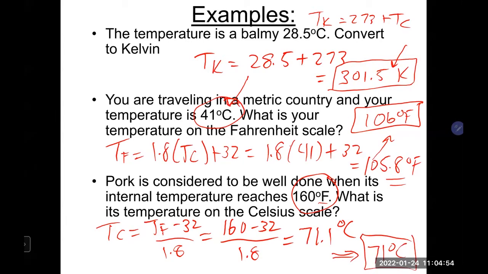So again, a reminder that these temperature conversions will not be given to you, so you definitely need to know them by heart. And I would say definitely Celsius and Kelvin you need to know by heart if you plan on continuing on in chemistry, because you use it for like every calculation. Any questions on any of that?